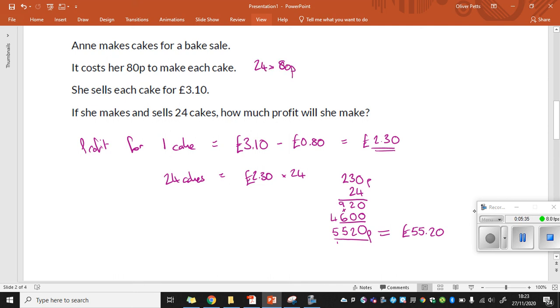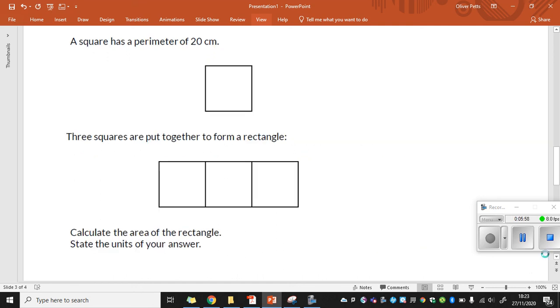We could have then worked out how much in total she would have made from selling the cake. So 24 lots of £3.10. And then we'd have an overall amount that she's made, but then an overall amount that she spent, and then we could just subtract one from the other, and that should hopefully also allow us to arrive at £55. On to the next question.